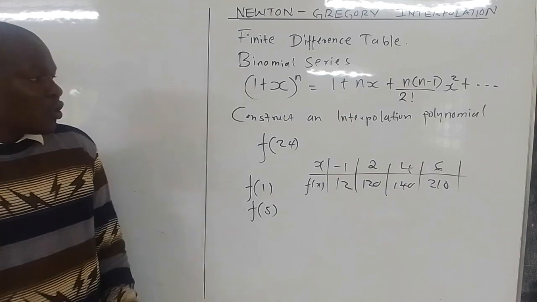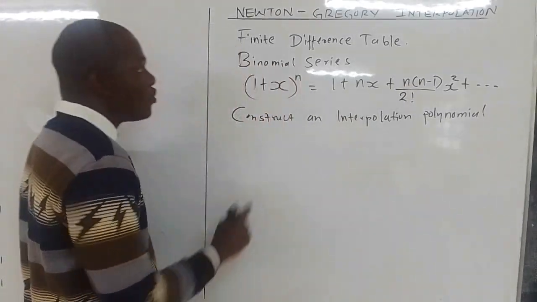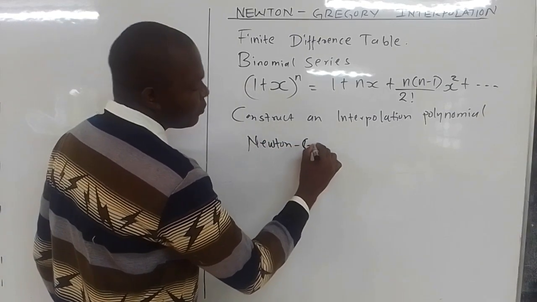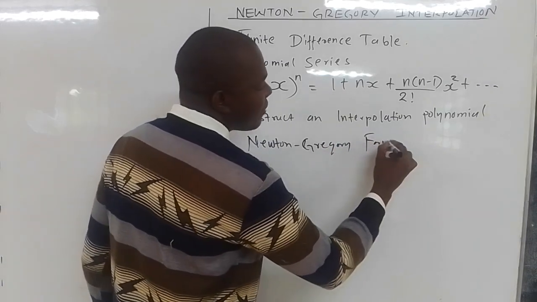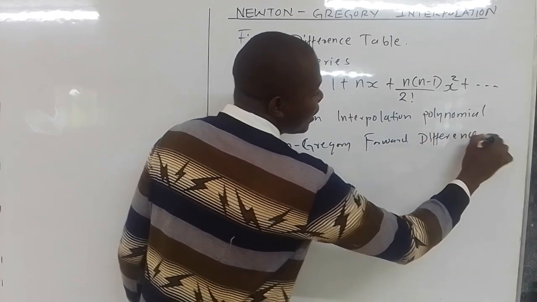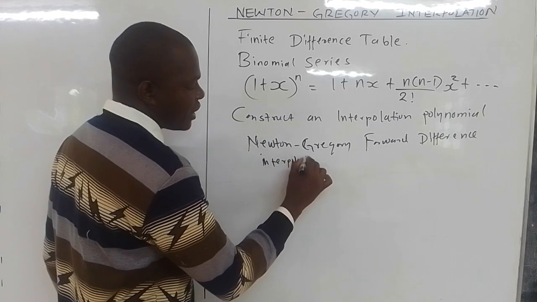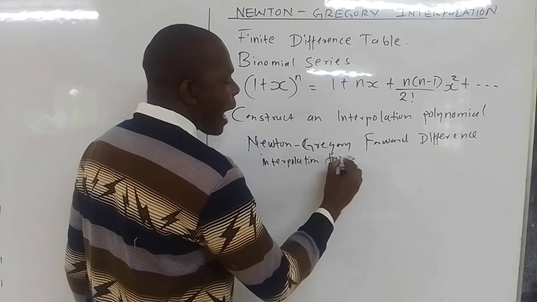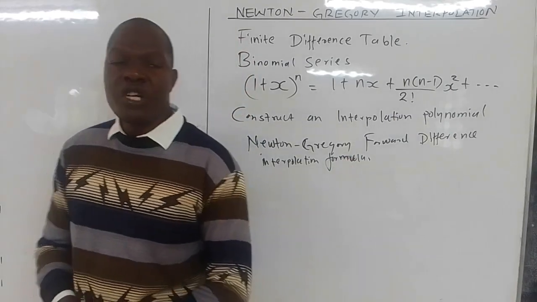So how do we deal with the Newton-Gregory formulas? How do we deal with the Newton-Gregory forward difference interpolation formula? When should we apply the Newton-Gregory forward difference interpolation formula?